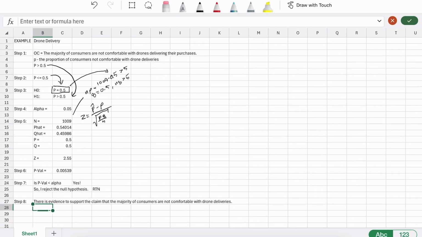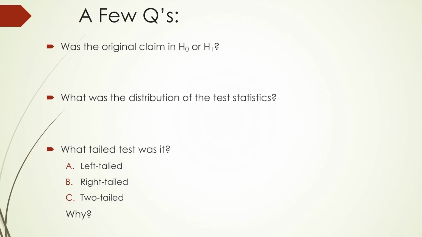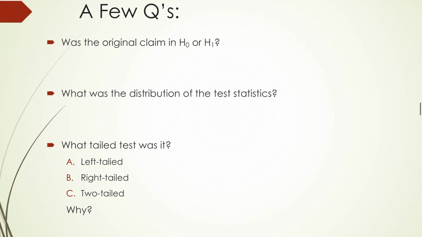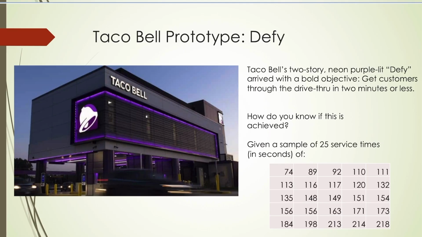All 8 steps. I want you to answer these questions. Just go ahead and write them on this slide. So again, Taco Bell's 2-story neon purple lit Defy restaurant has arrived with a bold objective to get customers through the drive-thru in 2 minutes or less. How do you know if this is achieved? Given a sample of 25 service times. The data here is in seconds.